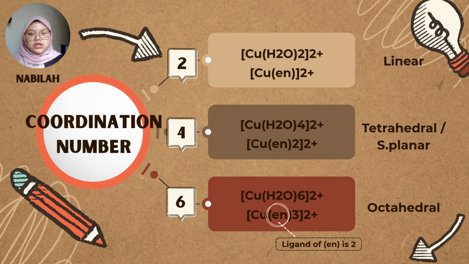Okay, for example, for copper complexes, [Cu(H2O)2]2+ and [Cu(en)]2+ have a coordination number of 2, so they are linear. [Cu(H2O)4]2+ and [Cu(en)2]2+ have a coordination number of 4, so they may be tetrahedral or square planar. And lastly, [Cu(H2O)6]2+ and [Cu(en)3]2+ have a coordination number of 6, which gives an octahedral structure.